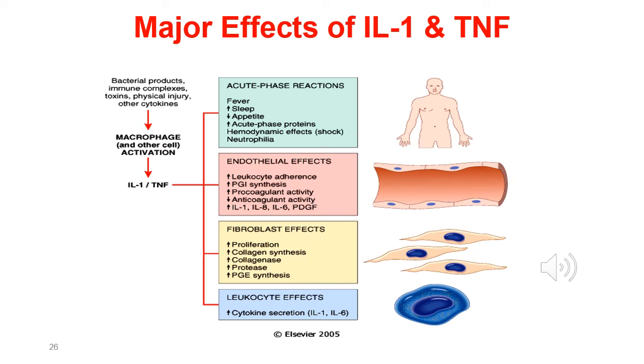They can have endothelial effects where they increase leukocyte adherence, increase the prostaglandin I synthesis, increase the procoagulant activity and decrease the anticoagulant activity, and that's why they might predispose to thrombosis. They also have fibroblast effects, so they increase the proliferation, collagen synthesis, and collagenase secretion, as well as proteases and prostaglandin E synthesis. Also, they can have a leukocyte effect where they increase the cytokine secretion by other leukocytes.